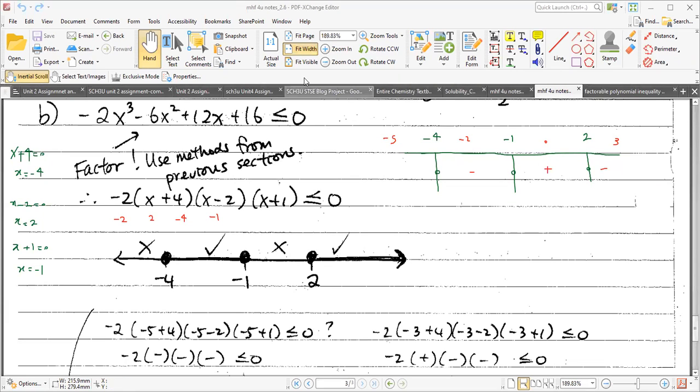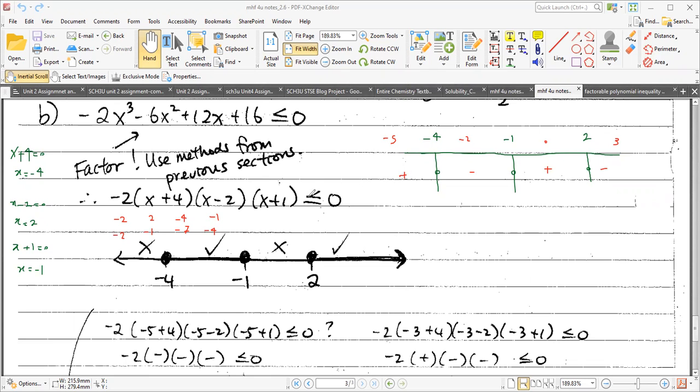You try -5. I'll just try -5. So we have -2 here. -5 plus 4 is -1. -5 minus 2 is -7. -5 plus 1 is -4. So we have 1, 2, 3, 4 negatives multiplied by each other, which is positive.